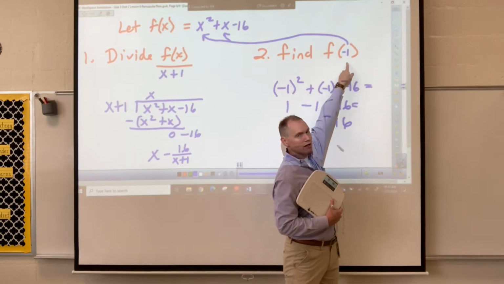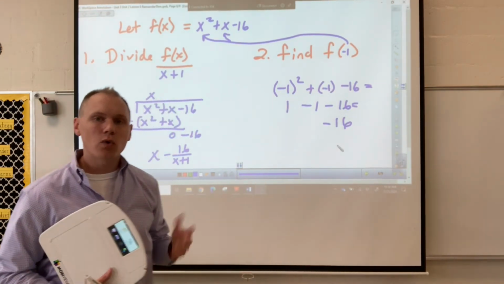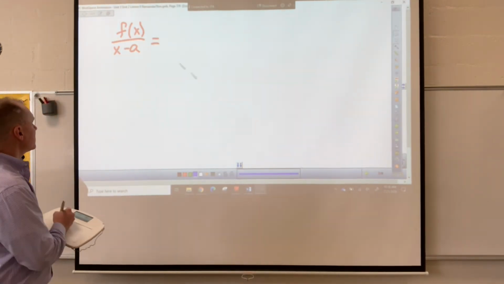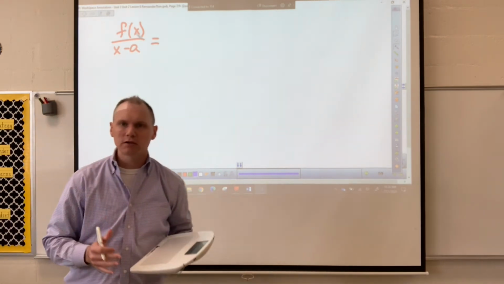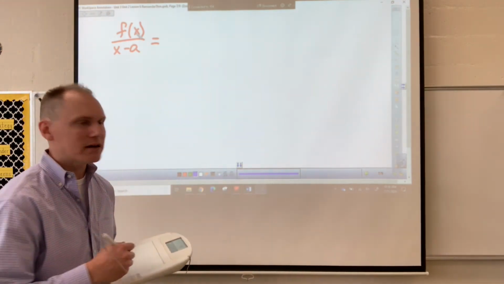So that's what we put into the dividend to get that out. So why does this work? Let's go ahead and investigate that a little bit. Let's take it in general. Let's say we have a general function f of x. We don't know what that is. It could be a cubic, quartic, quintic, whatever. And we're dividing it by x minus a.